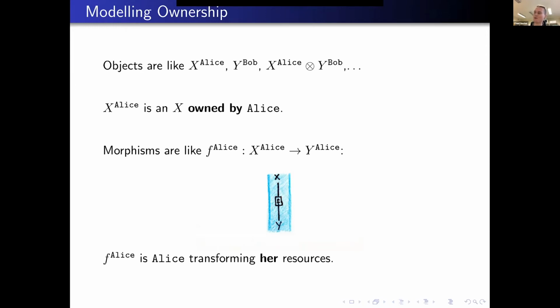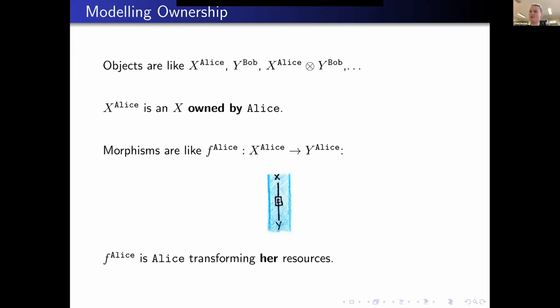And formally, this corresponds to us having objects like X Alice and Y Bob, that's sort of X owned by Alice and Y owned by Bob. And also we'll have combinations of these. So we could have one object that is X owned by Alice and Y owned by Bob, and so on. And then morphisms are just, again, colored-in morphisms from our original resource theory.